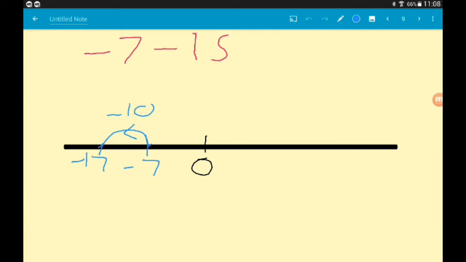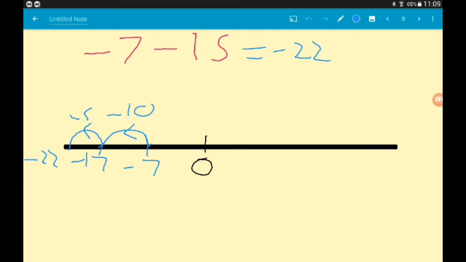Now you could do that on your fingers if you want. Let's do it. Remember, don't put your finger up from minus 17. You're not moving anywhere. So the first place we're going to move to is minus 18, minus 19, minus 20, minus 21, minus 22. So minus 22 is our answer.